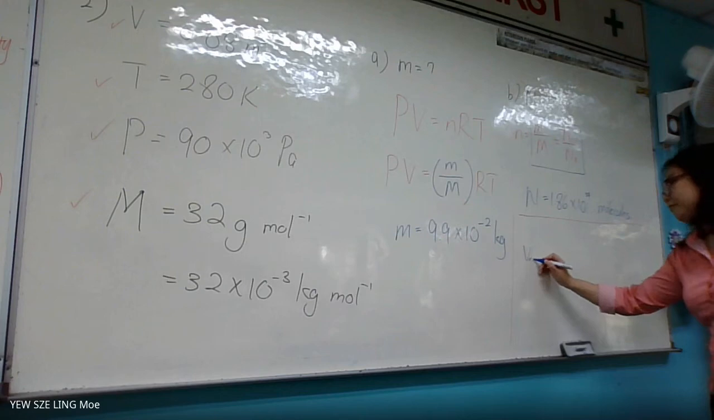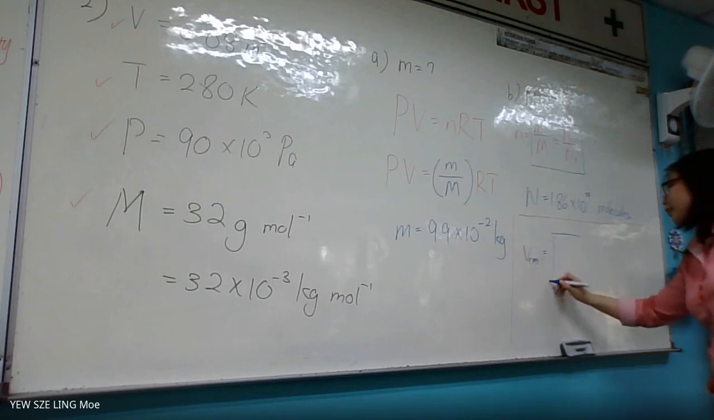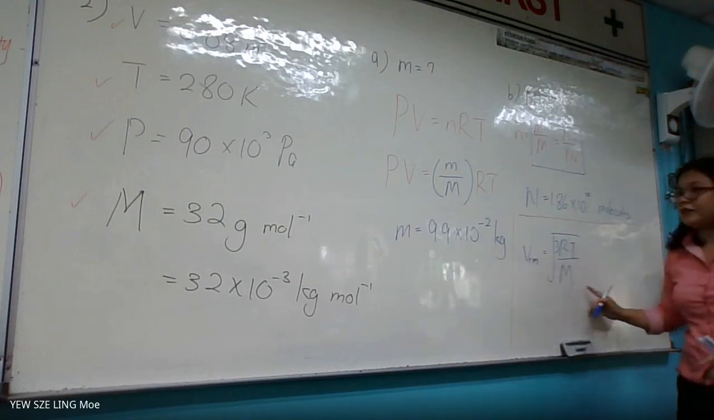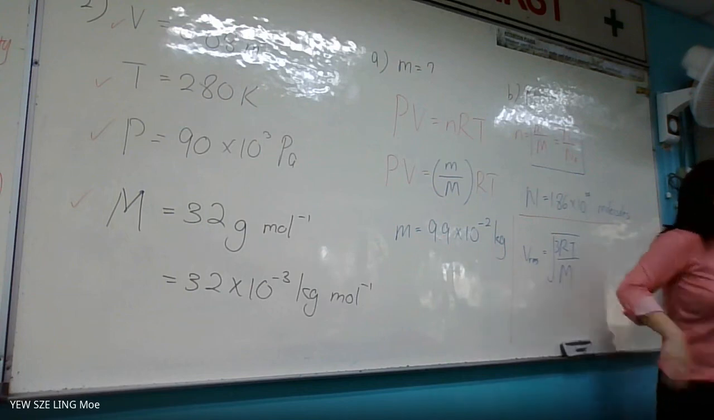where VRMS is equal to the square root of 3RT over capital letter M. Okay, so this is how you solve it. Since you are given the molar mass, this is the easiest way.